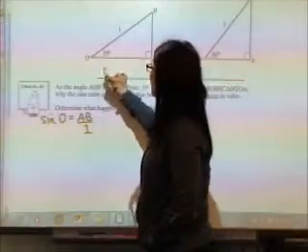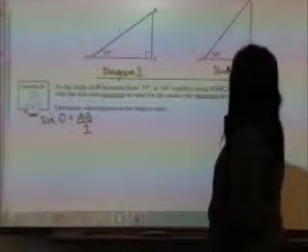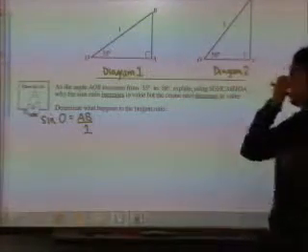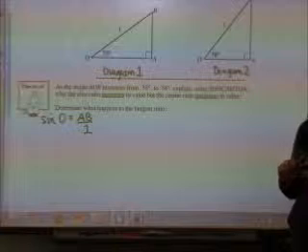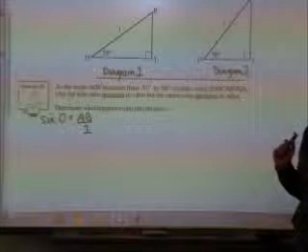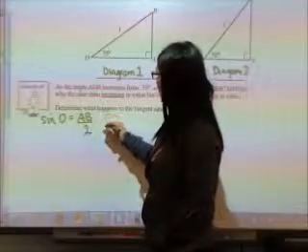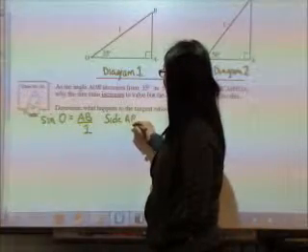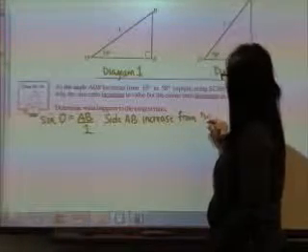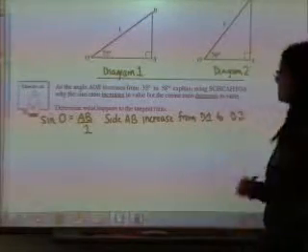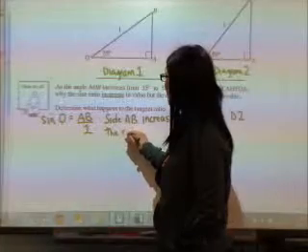And if we call this diagram 1, and this one diagram 2, what happens to the length of AB in the second diagram? It increases. So side AB increases from diagram 1 to diagram 2. If that side length increases, it means that the ratio would then increase.